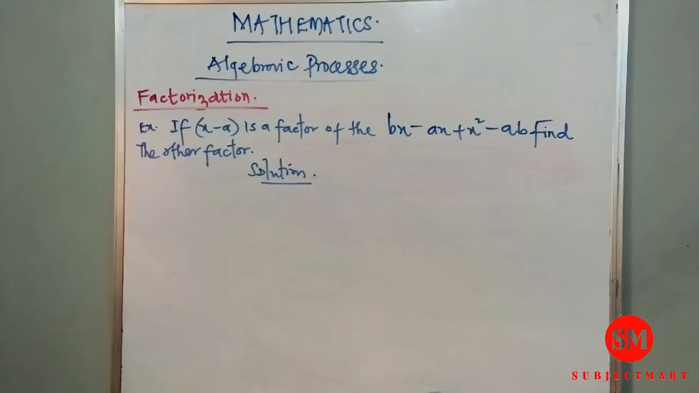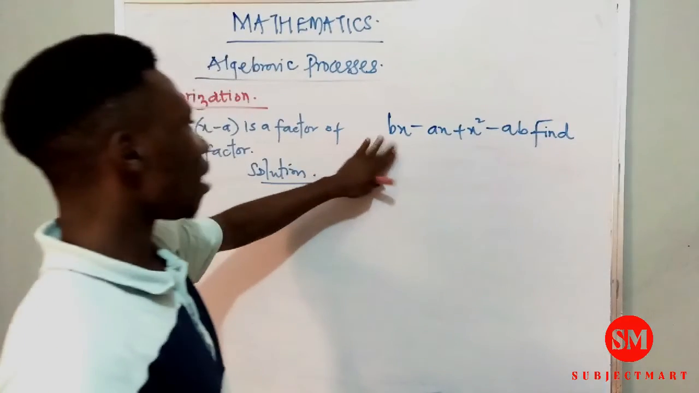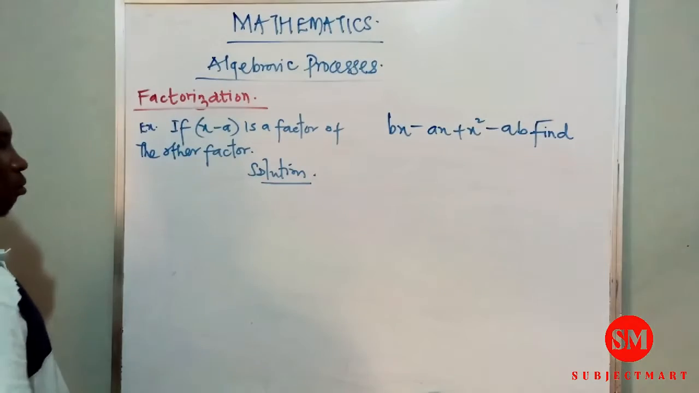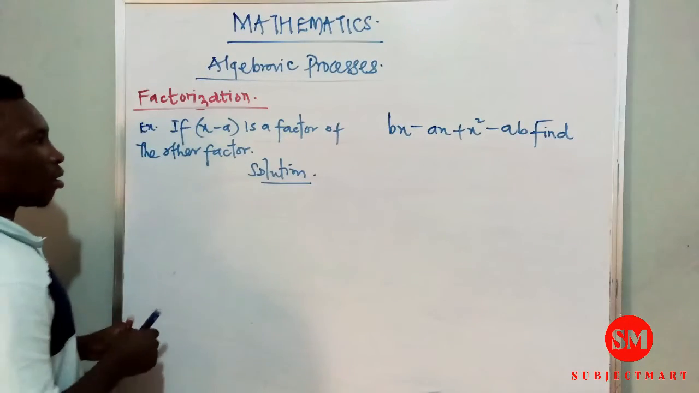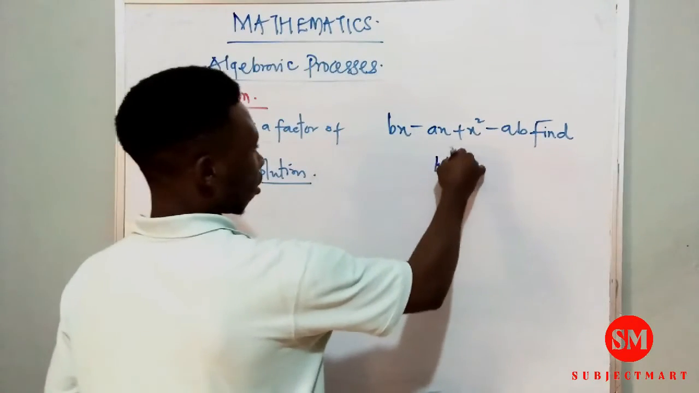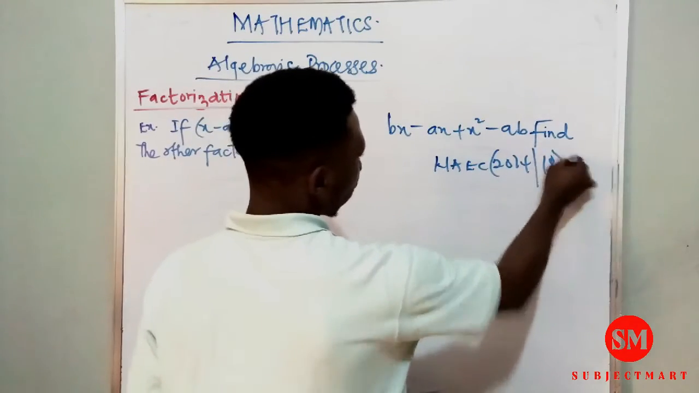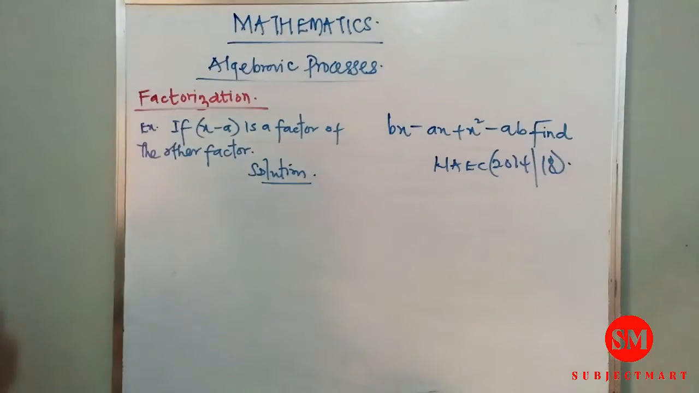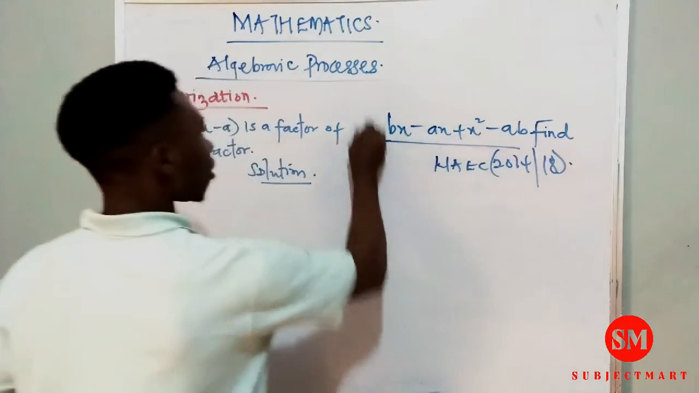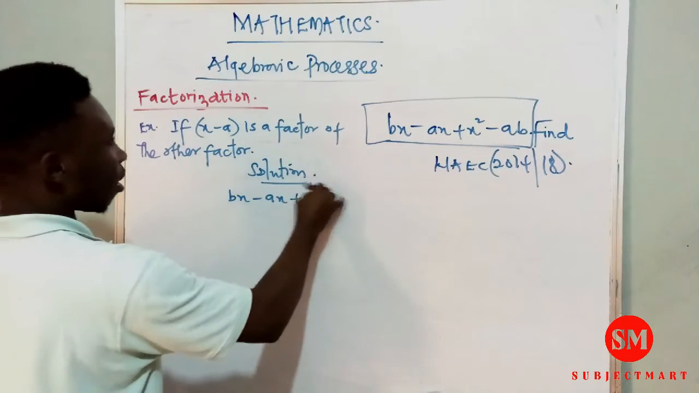Now, if x minus a in bracket is a factor of bx minus ax plus x squared minus ab, find the other factor. Having this kind of question, please let's pay close attention. This question is from WAEC 2014, question number 18. You can check your past question for confirmation. So, I can go forward now. First and foremost, as a student, you have to bring this out, which becomes bx minus ax plus x squared minus ab.